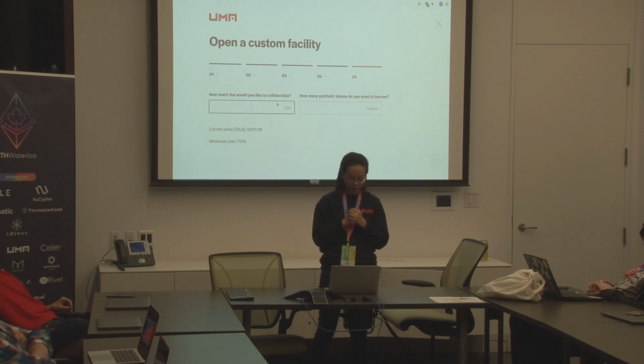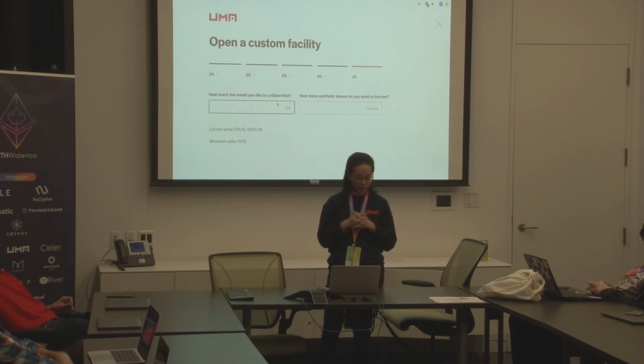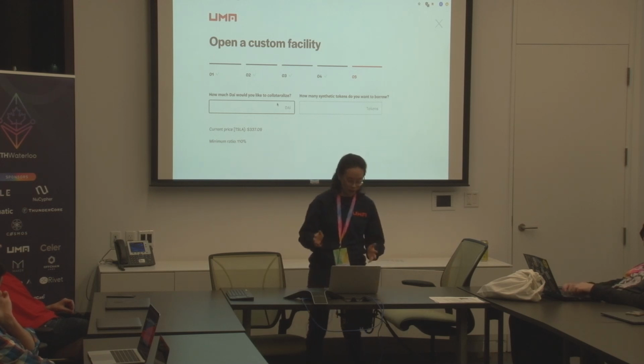So how much DAI would I like to collateralize? Well, I can see that the current price of Tesla is about $337, right? So let's say I wanted to create one of these tokens. I see that the minimum over-collateralization ratio is 110. So that means at a minimum, I need, say, like 370 DAI, right? But to be safe, I'm going to put in like 400.